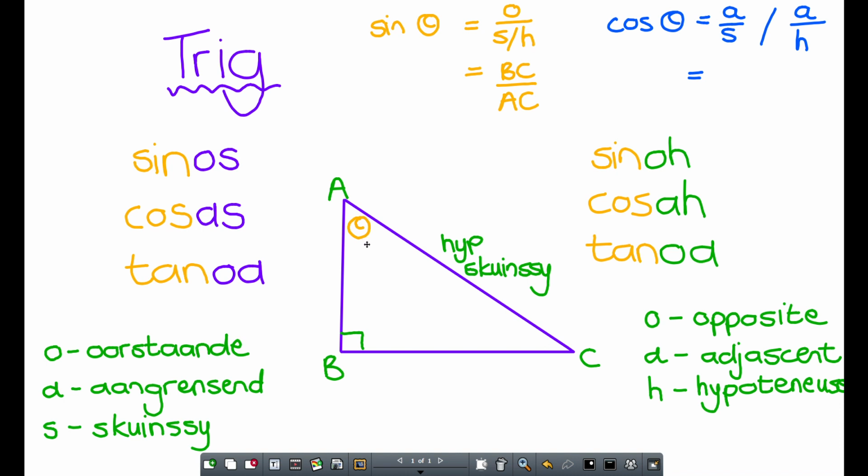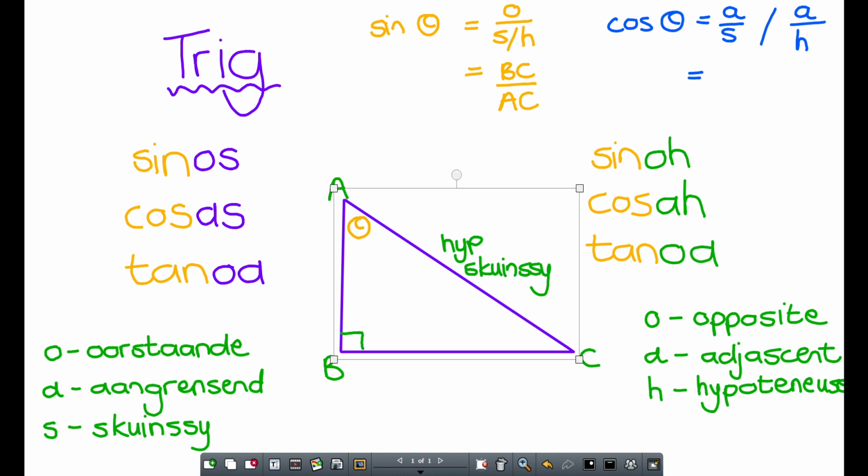Wat beteken aangrensend? As dit teen iets grens, dan is dit, dink gaan aardrykskunde, lang terug. As ek vir jou sê, wat is die land wat aan ons grens? Dan sit langs ons, nee, hy sit styf teen ons, hy's langs ons. Adjacent means next to. Okay, so if I work from theta, okay, there's two that's next to it. It's either that one or this one. Do you guys agree?